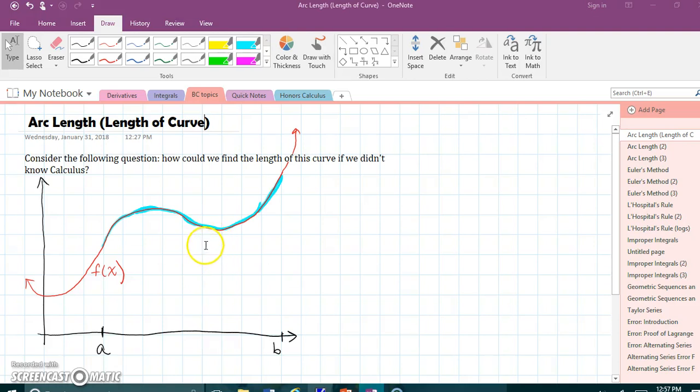Hello everybody, here is our video on arc length, which also is called the length of curve sometimes. And the question that we're considering here as a motivation for this video is if we have a curvy graph here, how would we be able to find the length of this curve if we didn't know calculus?